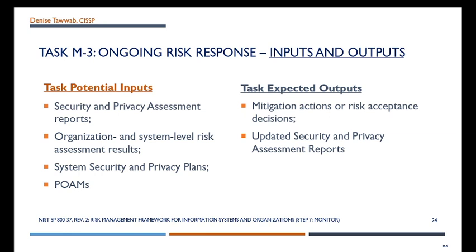Potential inputs to your ongoing risk response will be security and privacy assessment reports, risk assessment results both at the organization and the system level, system security and privacy plans, and the plan of action and milestones. The expected outputs from ongoing risk response would be mitigation actions or risk assessment decisions, and updated security and privacy assessment reports. Those assessment reports are continuously updated. Every time something changes, you want to update.